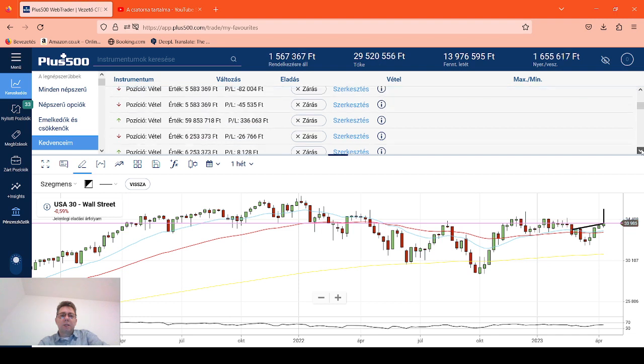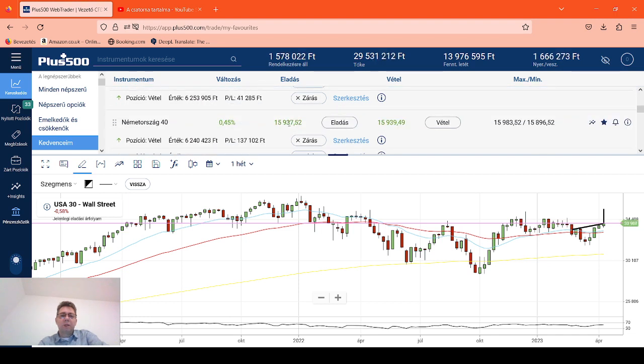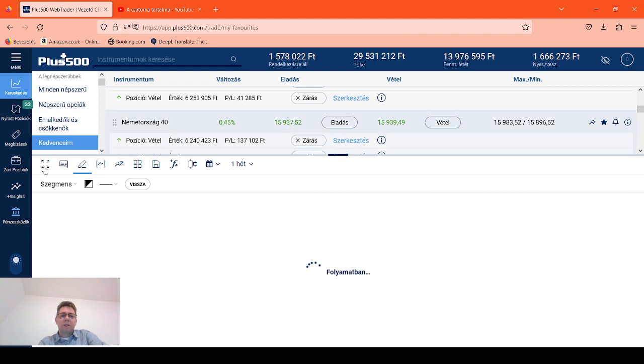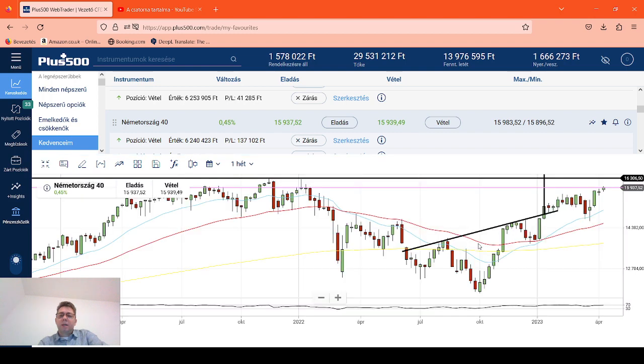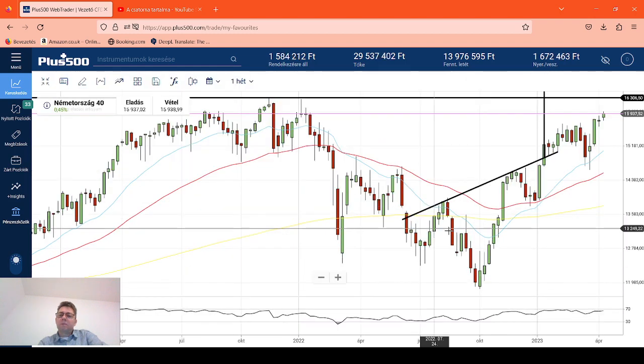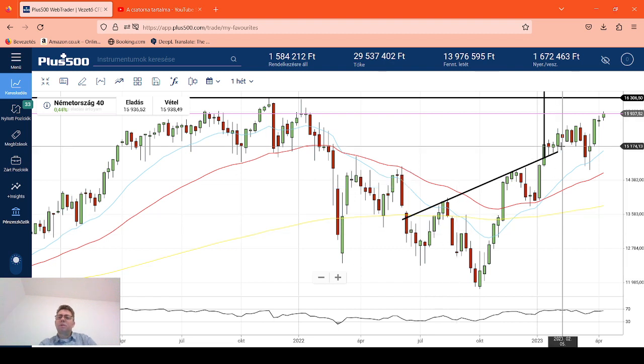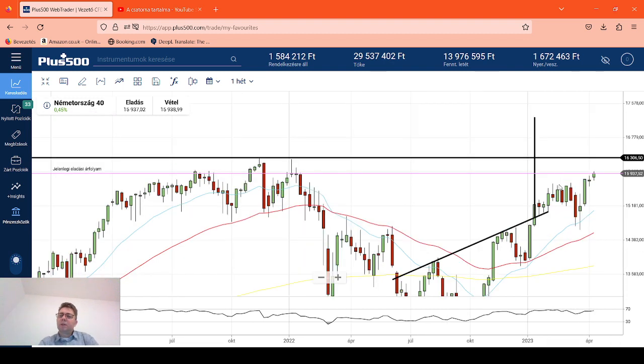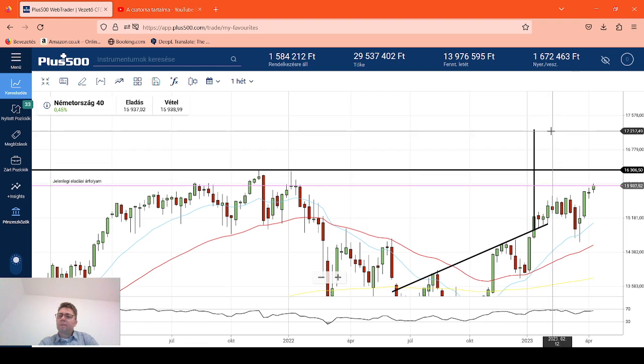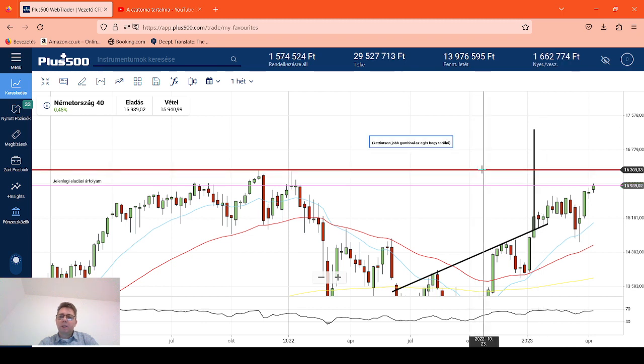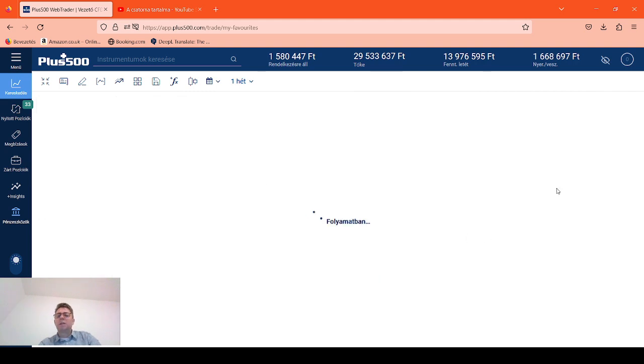Good. Let's go over to Germany. This is the German index, the DAX, and here we go. This is the weekly chart, and the German index formed an inverse head and shoulder pattern earlier, and my price target out of this pattern is actually 17,240. All right. Yeah, I really want to see the daily chart. Let's look at the daily chart.